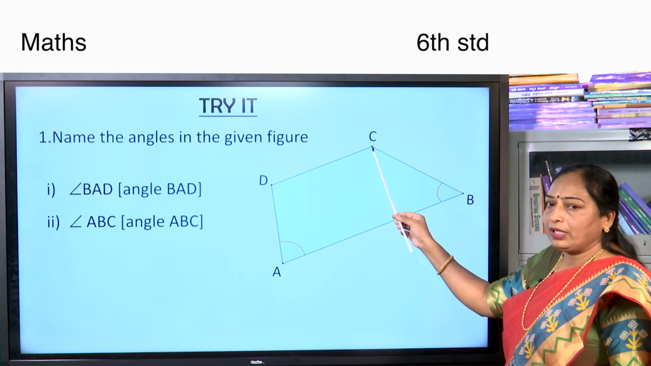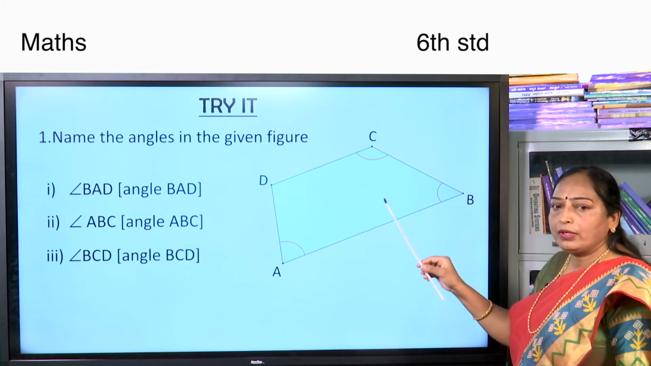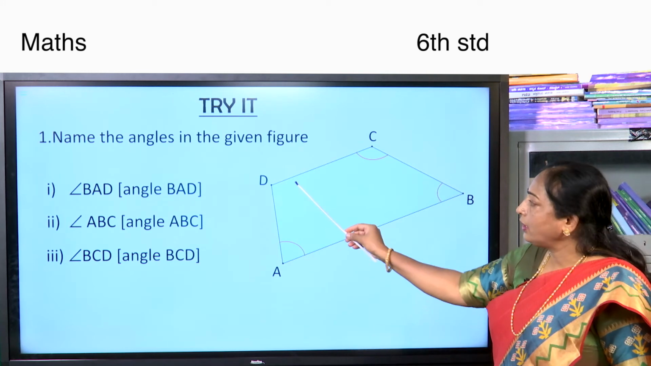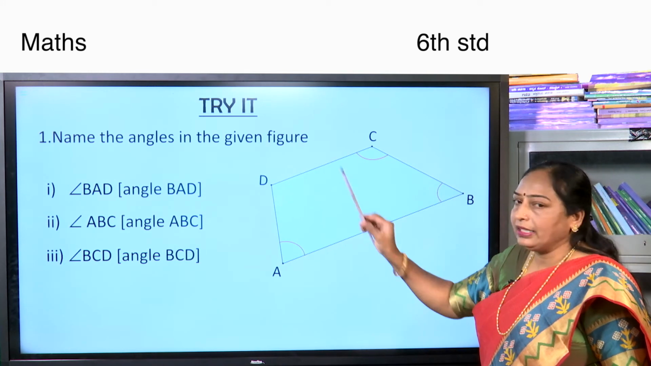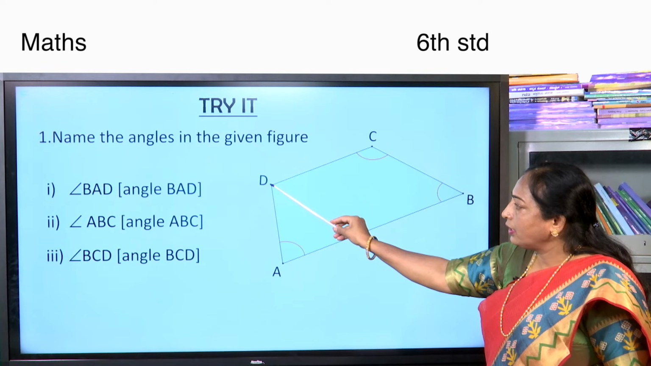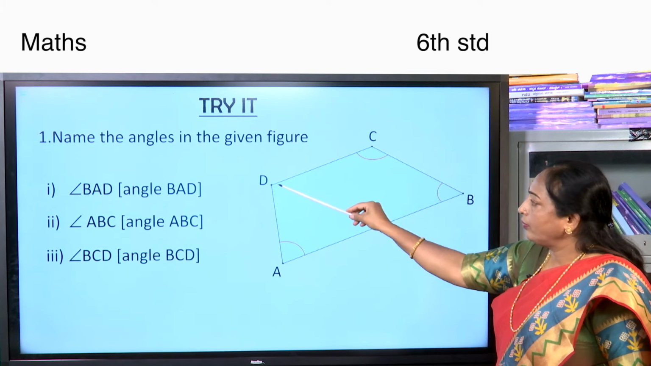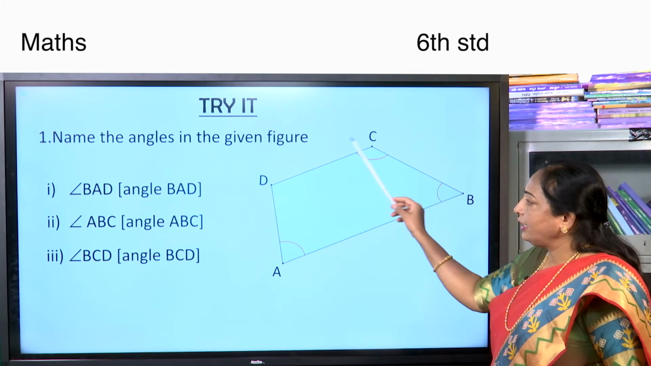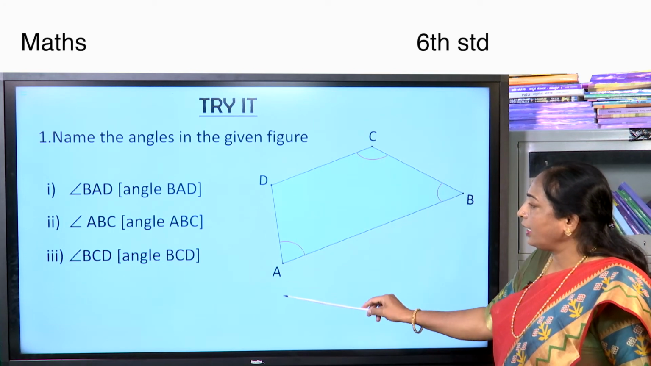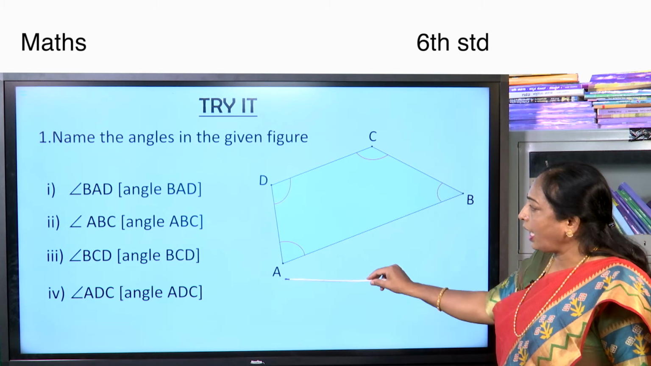Look at this vertex C. C is formed between CD and CB. Therefore, the angle formed is angle BCD. Next one, last one, D. Angle formed at D. D is the vertex. It is in between the sides DA and DC. Therefore, the angle formed is angle ADC.